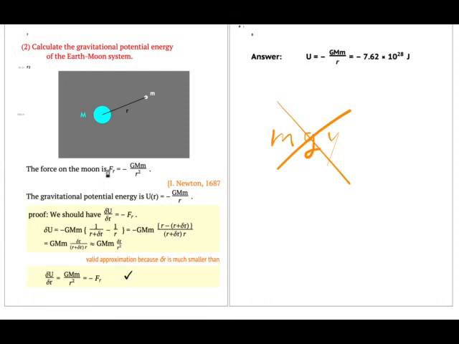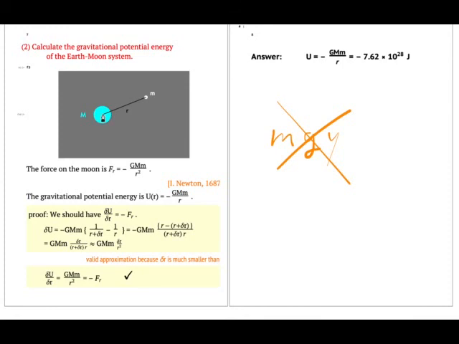The force on the moon is given by Isaac Newton's theory of gravity. The force on the moon is minus G M m over r squared, where capital M is the mass of the Earth. Here's the Earth. Everybody knows the Earth is blue. Little m is the mass of the moon. Here's the moon. I don't know what color the moon is. In sunlight, light reflected from the sun, it's white. So I suppose you could say the color of the moon is white.